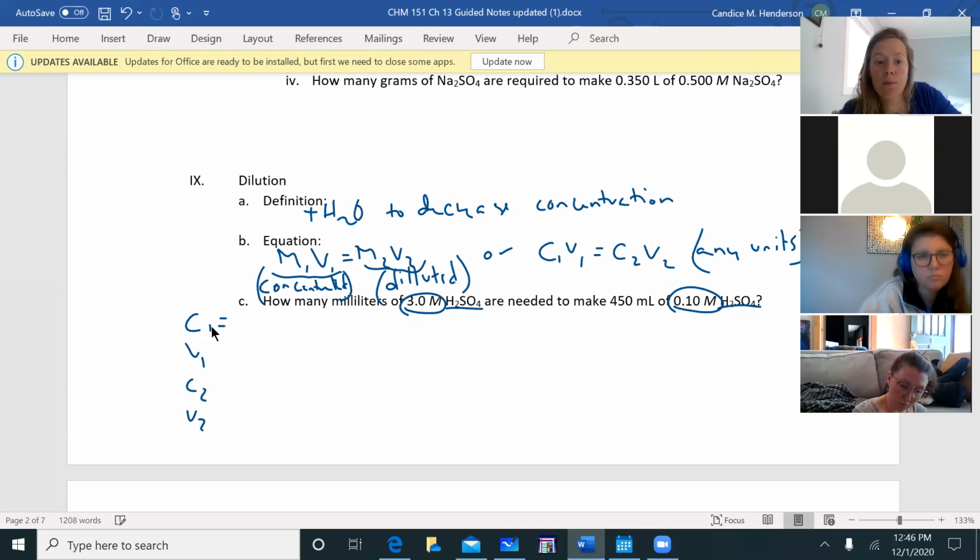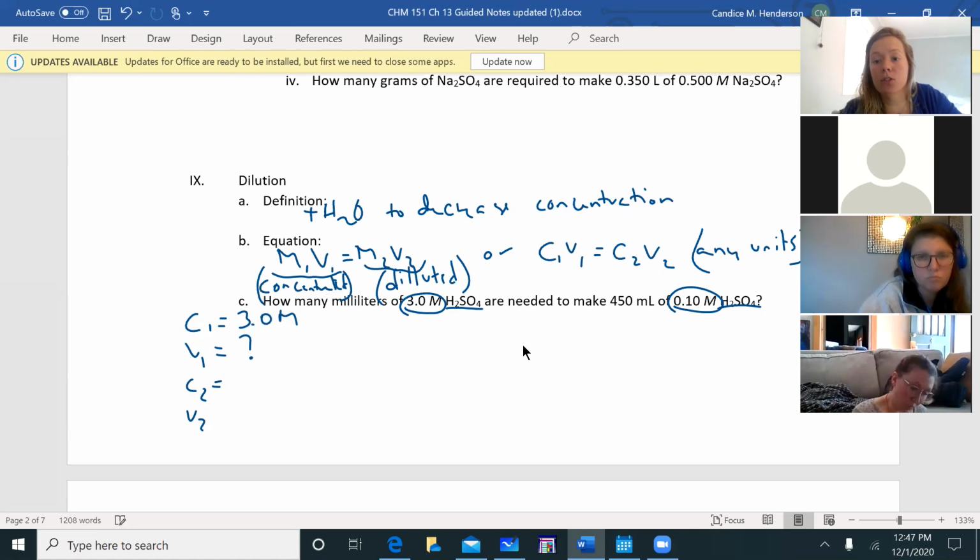So we want to figure out what our C1, our V1, our C2, and our V2 are. Remember, C1 is referring to your more concentrated thing. So the 3 molar is my more concentrated, so 3.0 molar. It's asking how many milliliters of this concentrated thing do I need? So I need to figure out my initial volume. Like, do I want to use 500 liters of this? Do I want to use just a couple milliliters? We're going to figure that out.